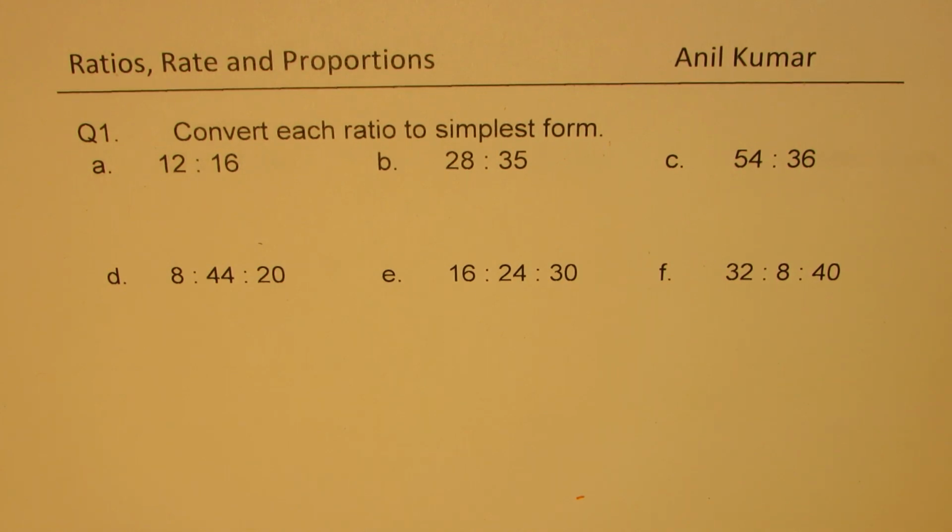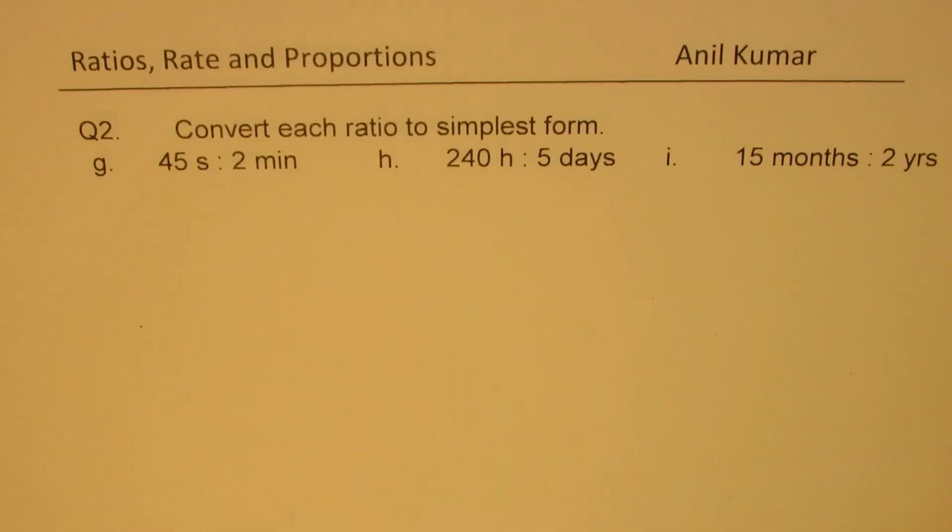Question number 1, we need to convert each ratio to simplest form. So we have ratios of two numbers, three ratios. You need to write them in the simplest form.